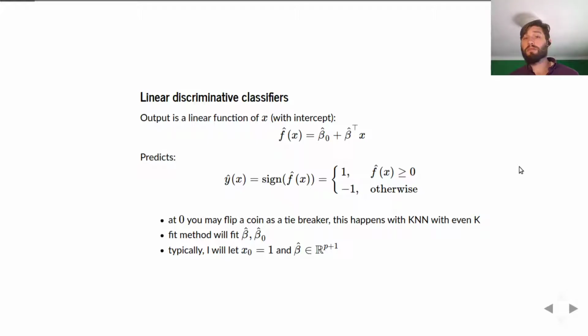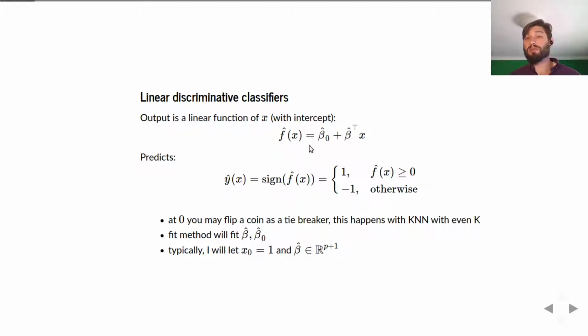Now we can think about what you would do. The question is, how do we fit beta hat and beta not hat? You could also think about k-nearest neighbors with even k, for example, 10 nearest neighbors. You could set f hat to be the average number of nearest neighbors that have y being a 1. But then you could very easily have a tie if k is even. In that case, you could imagine flipping a coin as a tiebreaker.